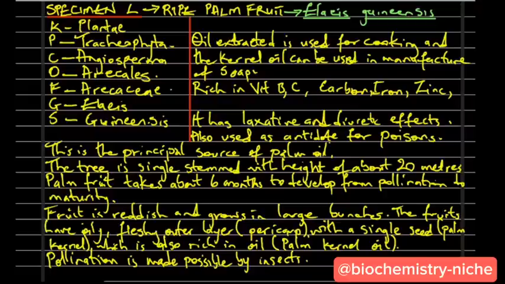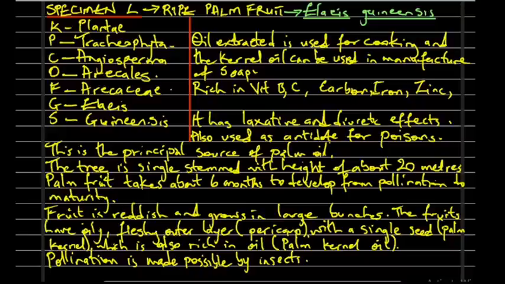Also used as antidote for poison. So these and more are some of the things that we want to look at talking about the palm seed. So like we said earlier on, it is pollinated by insects. So we understand all of this now.